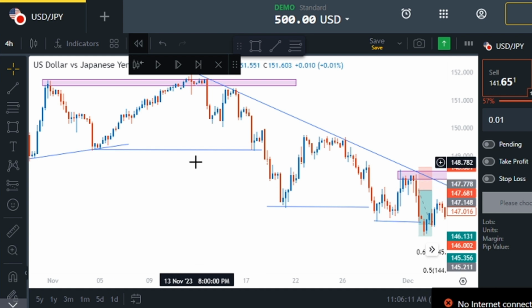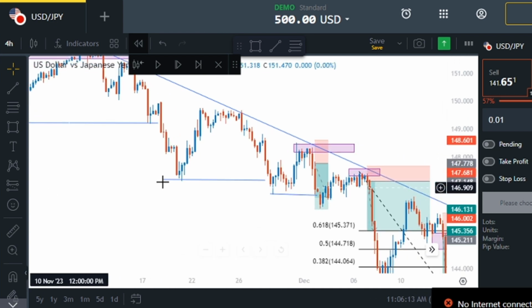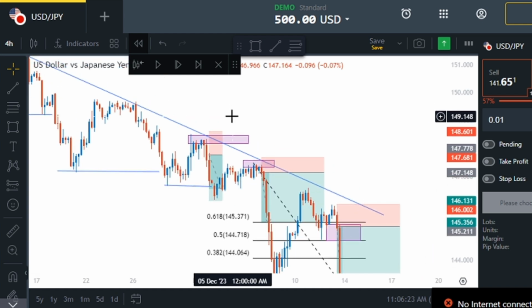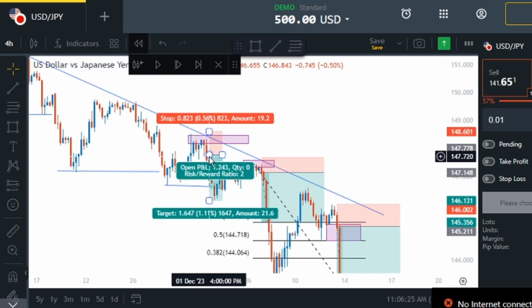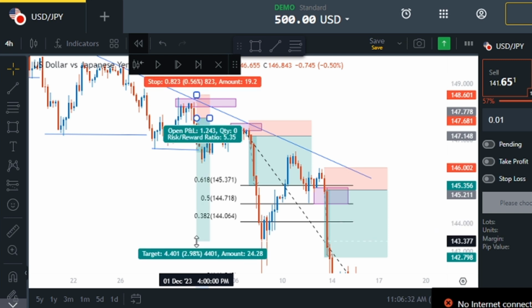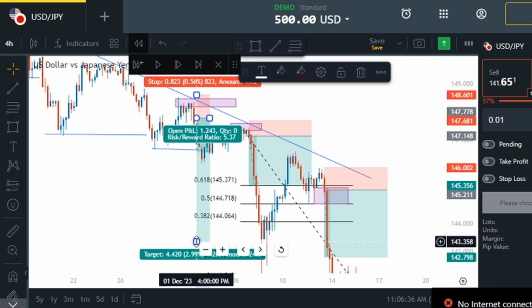So first one, second one, as soon as the second one got broken, the pullback, this pullback, enter and hold it for a while. When you enter over here, imagine you hold this trade for a while, you will be targeting over 1:5. You just take only one trade, then you are good to go for the week or for the month. So that is it about Fibonacci and the trend line.